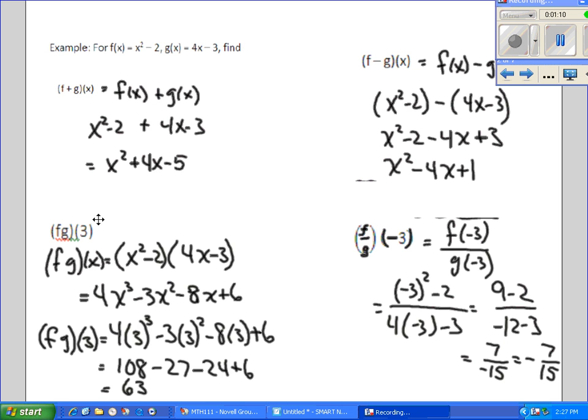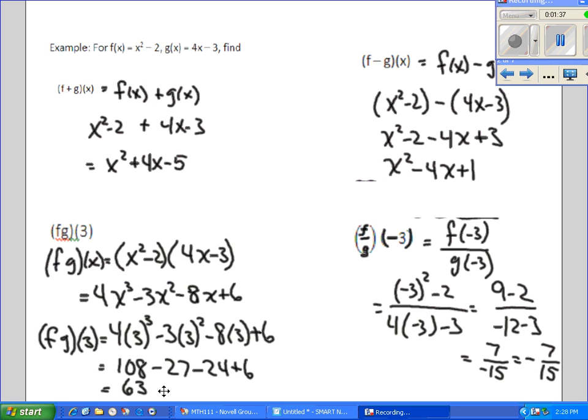f times g of 3, so we've got two different things going on in this example. We're going to multiply the two functions together, but we're also going to evaluate it and let x equal 3. So first I went ahead and did f times g of x. So f of x times g of x, FOILed it out, got a new function, and then I evaluated it, letting x equal 3, simplified, and so our result here, rather than being a new function, is actually a value at the end.